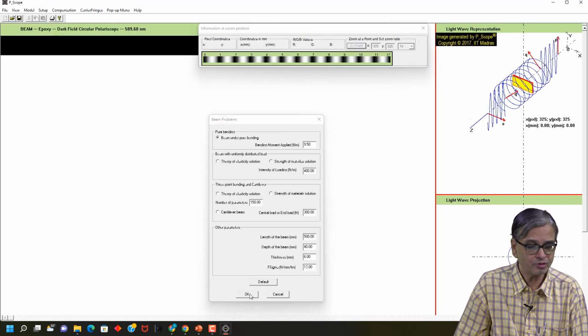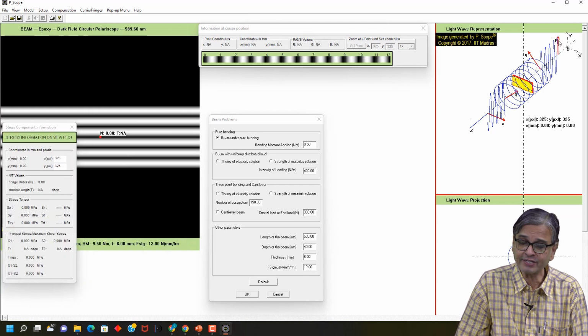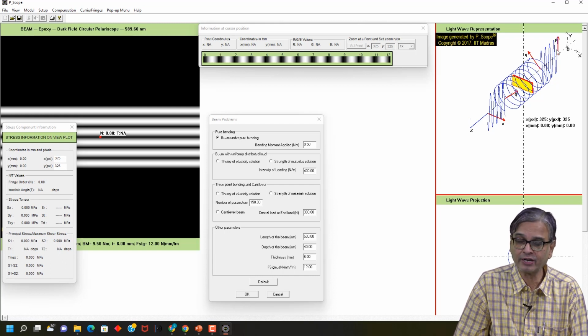And when you do this, you have beautiful fringe patterns developed. What you see here is the optical arrangement where I have the polarizer shown here, then the quarter wave plate axis is shown here, then I have the beam, then the second quarter wave plate, and then the analyzer.